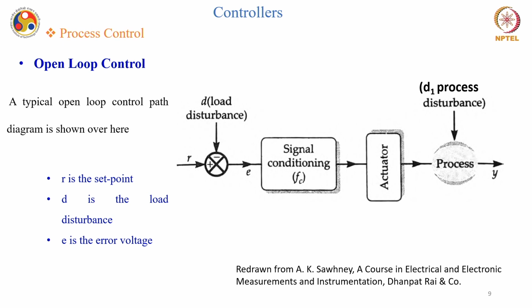A typical open loop control path diagram is shown over here. Here R is the set point, D is the load disturbance, and E is the error voltage generated from the deviation from this set point and this load disturbance. You have subsequent stages like signal conditioning, actuator, and the process, where you have D1 as a process disturbance.